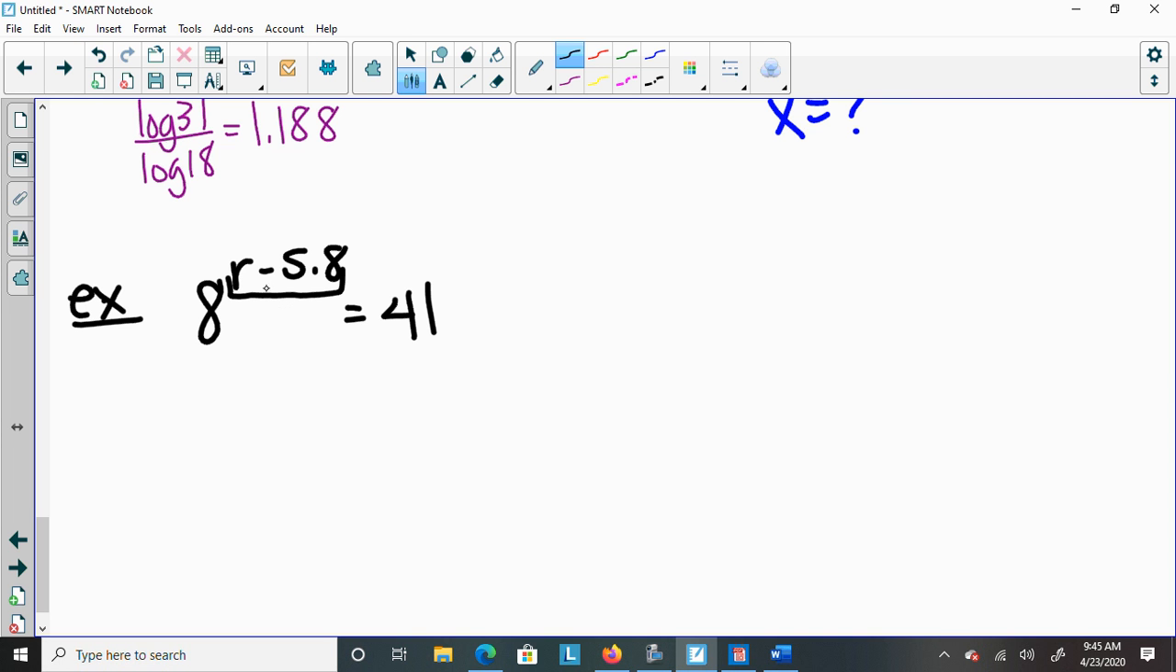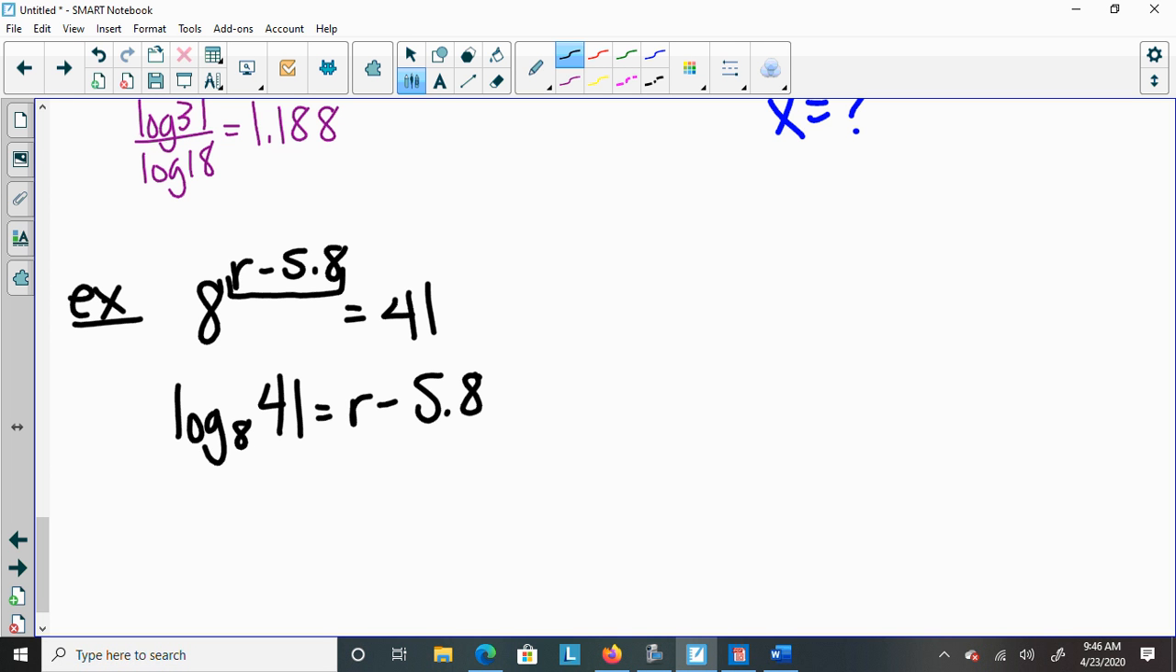The only time you can get rid of it first is if it's the same size, font-wise, as your base. Then we could subtract it. If it was at the end, we could divide it if we needed to. But if it's in the power, you can't do it until you've already written it as a log. So let's write this one as a log. Log base 8 of 41 is equal to r minus 5.8. So we first have to evaluate log 41 divided by log 8.